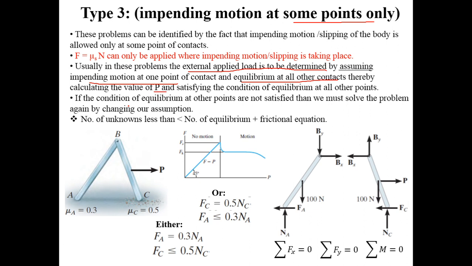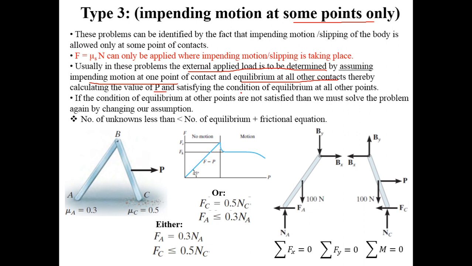By taking these assumptions, you will solve the problem and calculate the value of P. And once you calculate the value of P, you will also satisfy these equilibrium assumptions that you have used. If in case your assumptions are not satisfied, then you have to change your assumption. You have to select some other point as impending motion point, and then the rest of the points to be in equilibrium. So this means that you have to repeat your solution by changing your assumption.